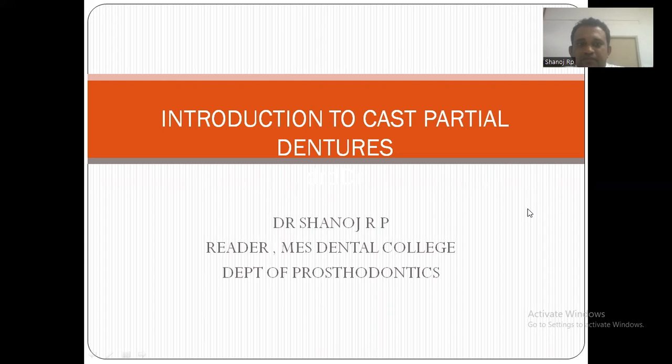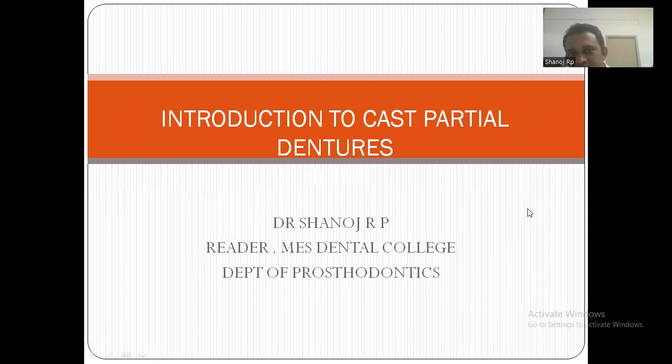A very good morning. So today we'll be dealing with a new branch of Prosthodontics called removable partial dentures. Under this, we'll be learning about cast partial dentures basically. Here in this chapter, we'll be learning about what is the difference between a cast partial denture and an acrylic partial denture.